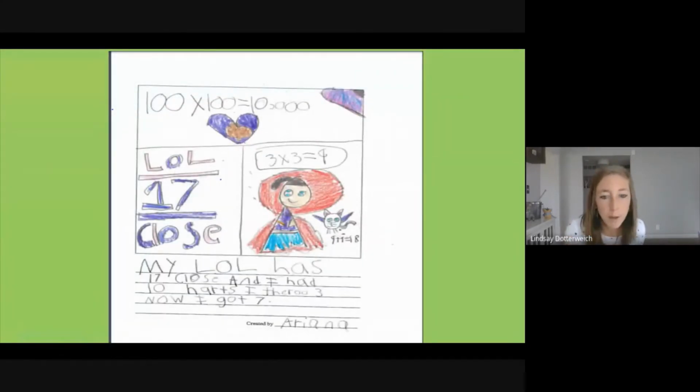So this one says, my LOL has 17 clothes and I had 10 hearts. I threw 3, now I got 7. And up here, she has some equations also. So would you recommend looking further at this one?